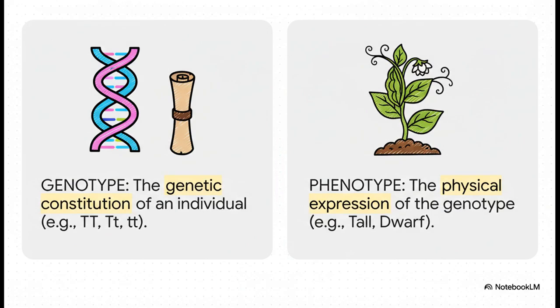And that brings us to two absolutely crucial terms, genotype and phenotype. The genotype is the genetic code itself, the actual letters, like TT or Tt. The phenotype is the physical thing you can actually see, the tall plant. So an easy way to remember it is the genotype is the blueprint and the phenotype is the actual building.